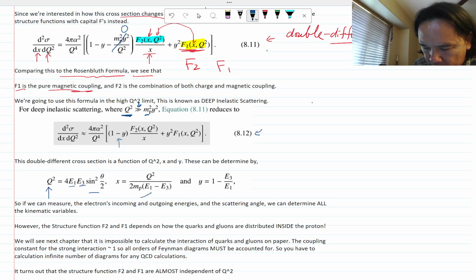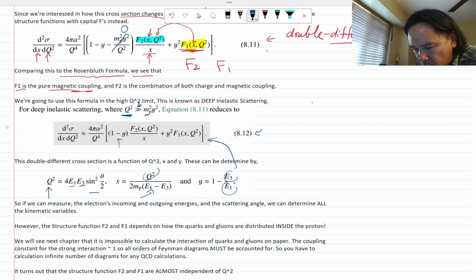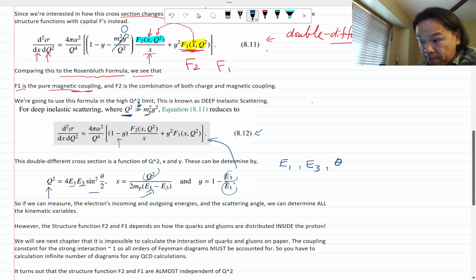Okay, and x is just a function of q and E1 and E3 again, and then y is actually 1 minus the ratio between the outgoing and incoming electrons' energy. Okay, so this function can be completely determined if we can measure these three things: q squared, x, and y. In order to measure q squared, x, and y, we need E1, we need E3, and theta. And that's it.